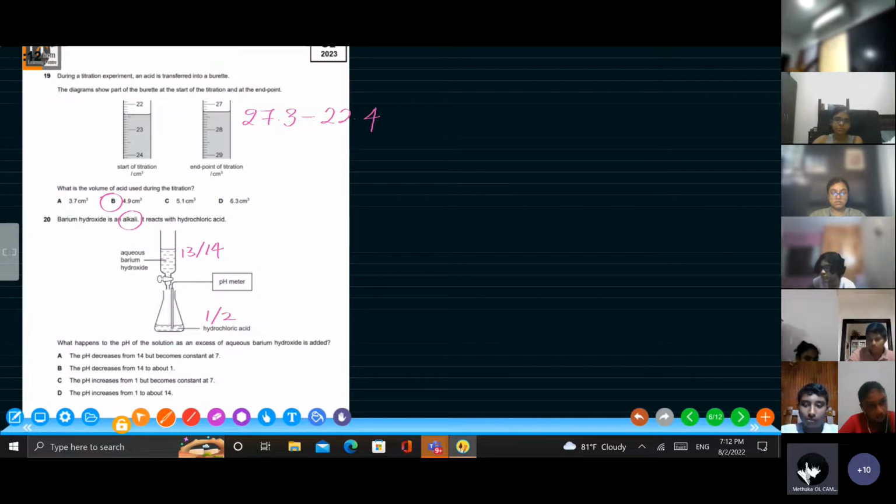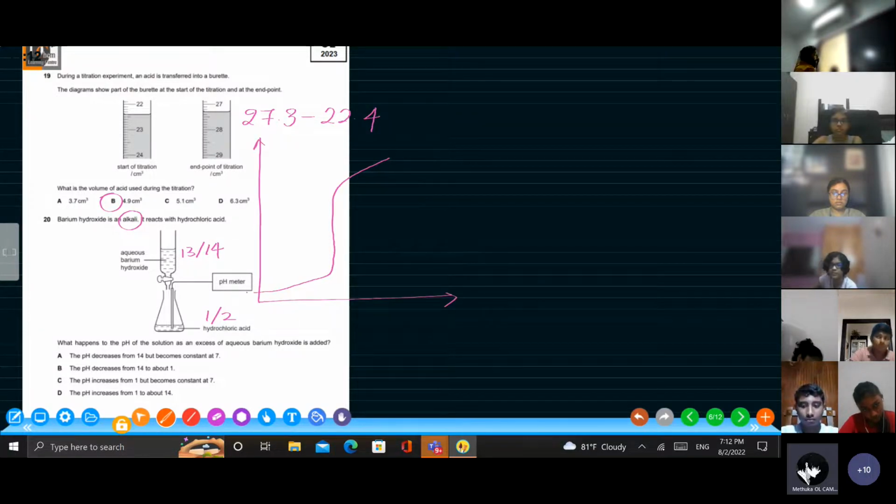Right. So what happens to the pH of the solution when an excess of barium hydroxide is added? You are starting from 1 and it will go to 7 first and then it will go to 14. So it increases from 1 to about 14. It goes like this. Remember, near the end point, the pH changes rapidly. Till then it starts from 1 and then it will go to 7. That's the neutral point. And once all the neutralization happens, it will reach somewhere around 14. That's the normal titration curve.